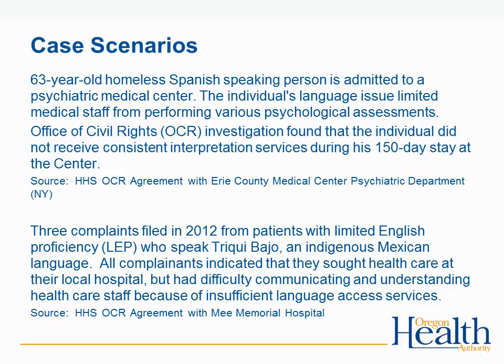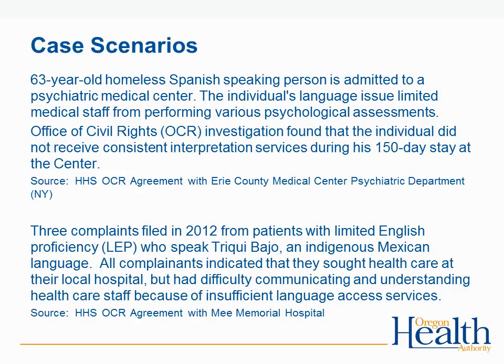We will now review two case scenarios which illustrate the importance of a non-discrimination policy for the public. In case scenario number 1, a 63-year-old homeless Spanish-speaking person was admitted to a psychiatric medical center. The individual's language issue limited medical staff from performing various psychological assessments. The Health and Human Services Office of Civil Rights found that the individual did not receive consistent interpretation services during his 150-day stay at the center.